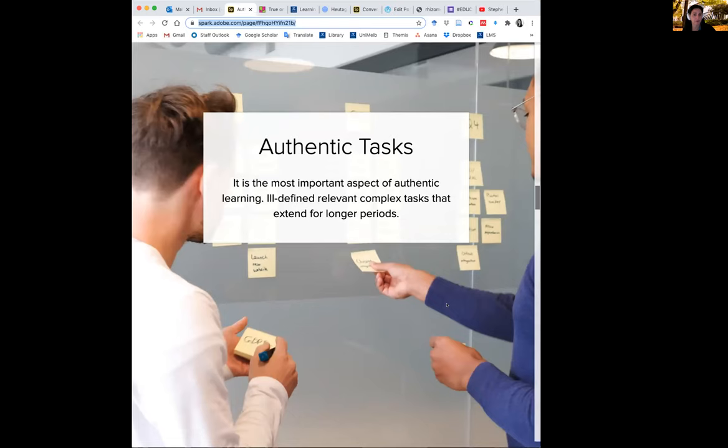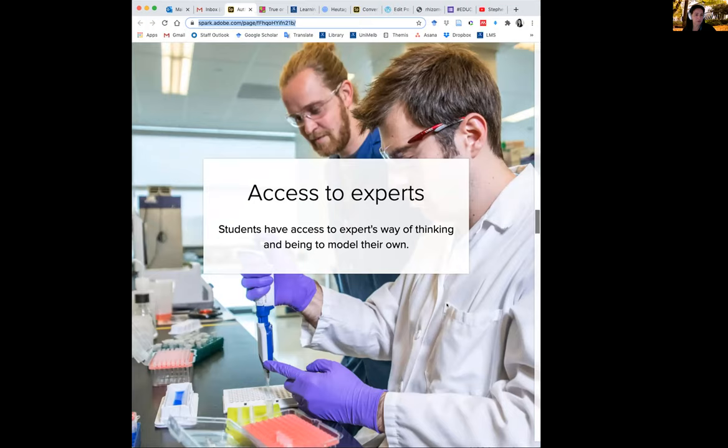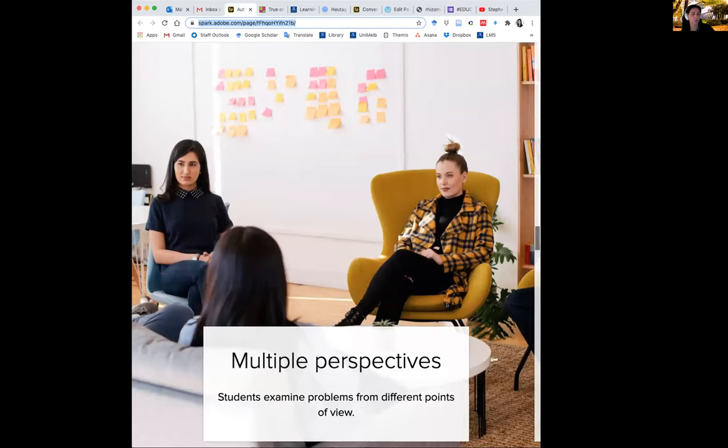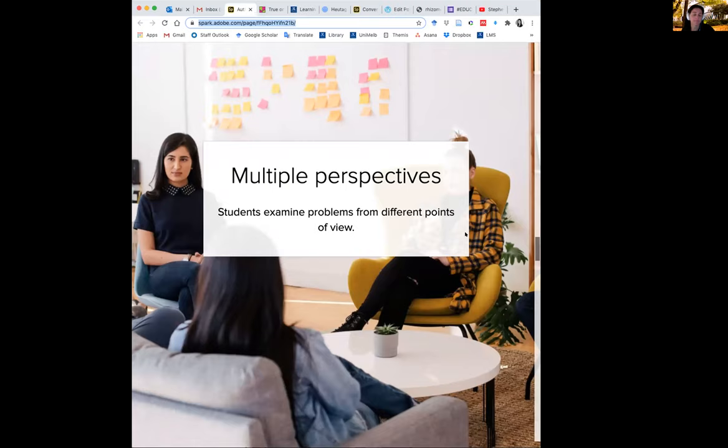Access to experts. Here it's about what I was talking to Helen about before: students having access to experts' ways of thinking and being to model their own. Just seeing how the experts in the field are doing, thinking and making decisions can really shape their own thinking and being. One example here would be exemplars of reports and things like that that could help them along. Multiple perspectives: they examine problems from different points of view and take the role of different stakeholders.